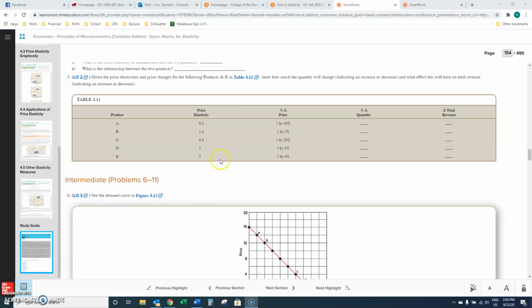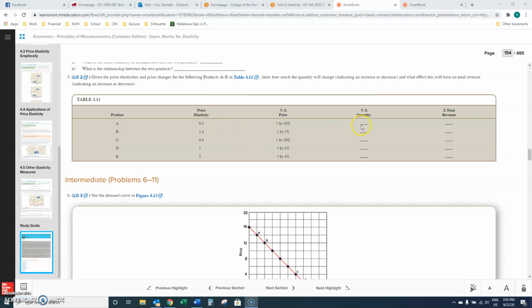We're given price elasticities and the change in prices for several different products, and we need to calculate how much the quantity will change and what the change in total revenue is going to be, if it's an increase or a decrease. So just like I did in the last video, you just have to remember the formula for price elasticity, which is the percent change in quantity demanded over the percent change in price.